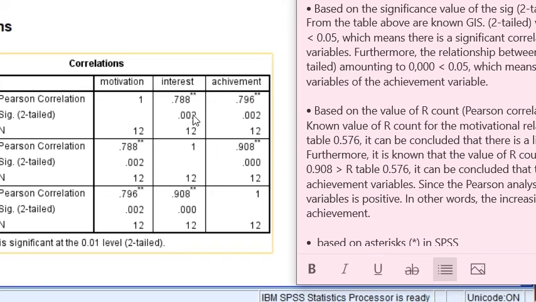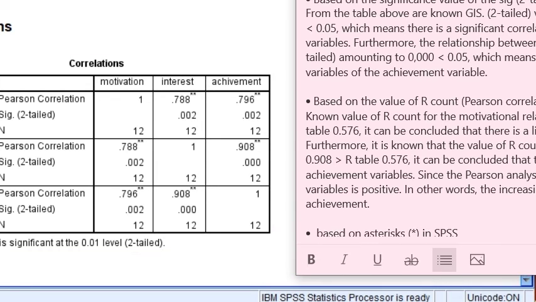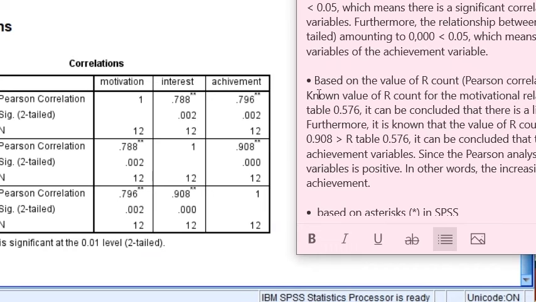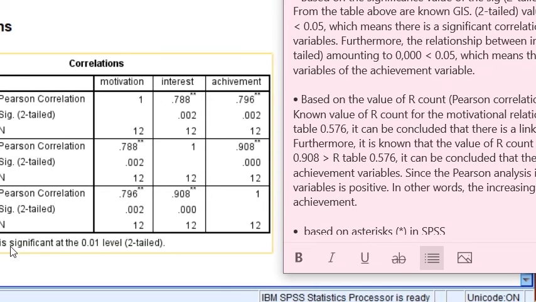So the way to analyze this data, we have 3 ways in here. If we analyze based on the significance value, the Sig. (2-tailed), as we can see, the value between motivation and achievement is 0.002, which is less than 0.05, which means there is a significant correlation between the motivation variable and achievement. And you can see the next is similar to this.